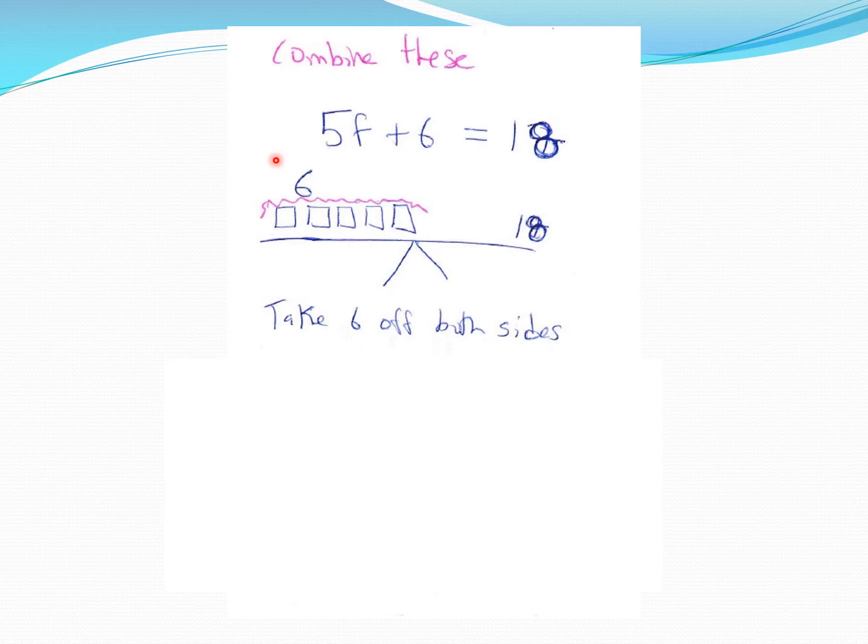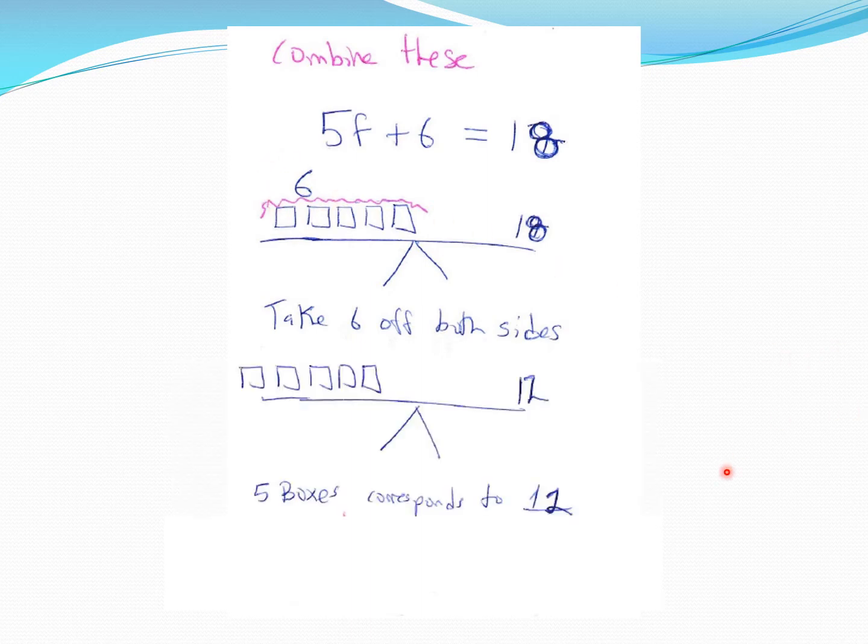So obviously we take 6 away from both sides. What happens if we take 6 away from both sides? We're left with the 5 boxes, and we're left with 12 on that side. So 5 boxes correspond to 12 items. And to find out how many is in each box, we divide by 5. So this time it's going to be 12 divided by 5.